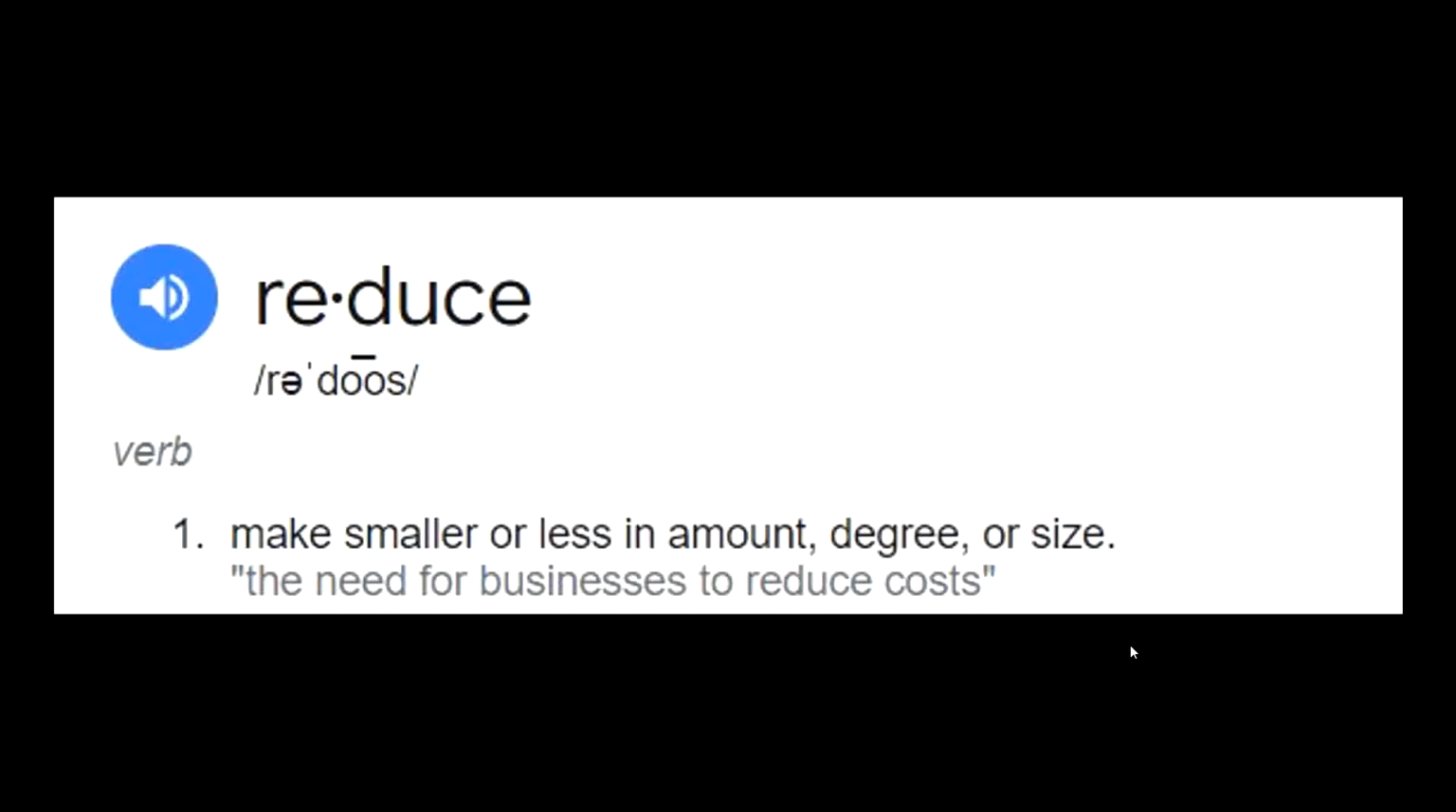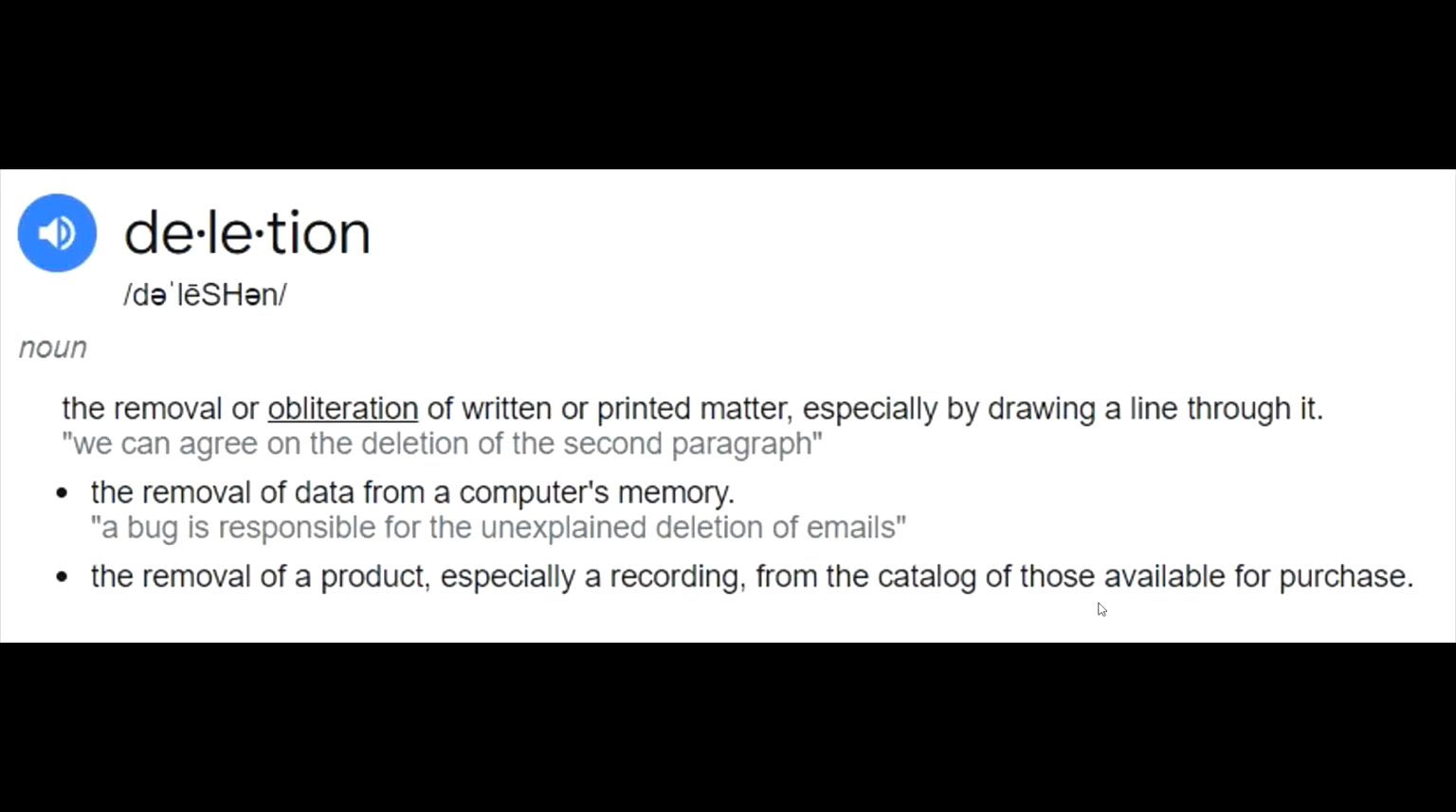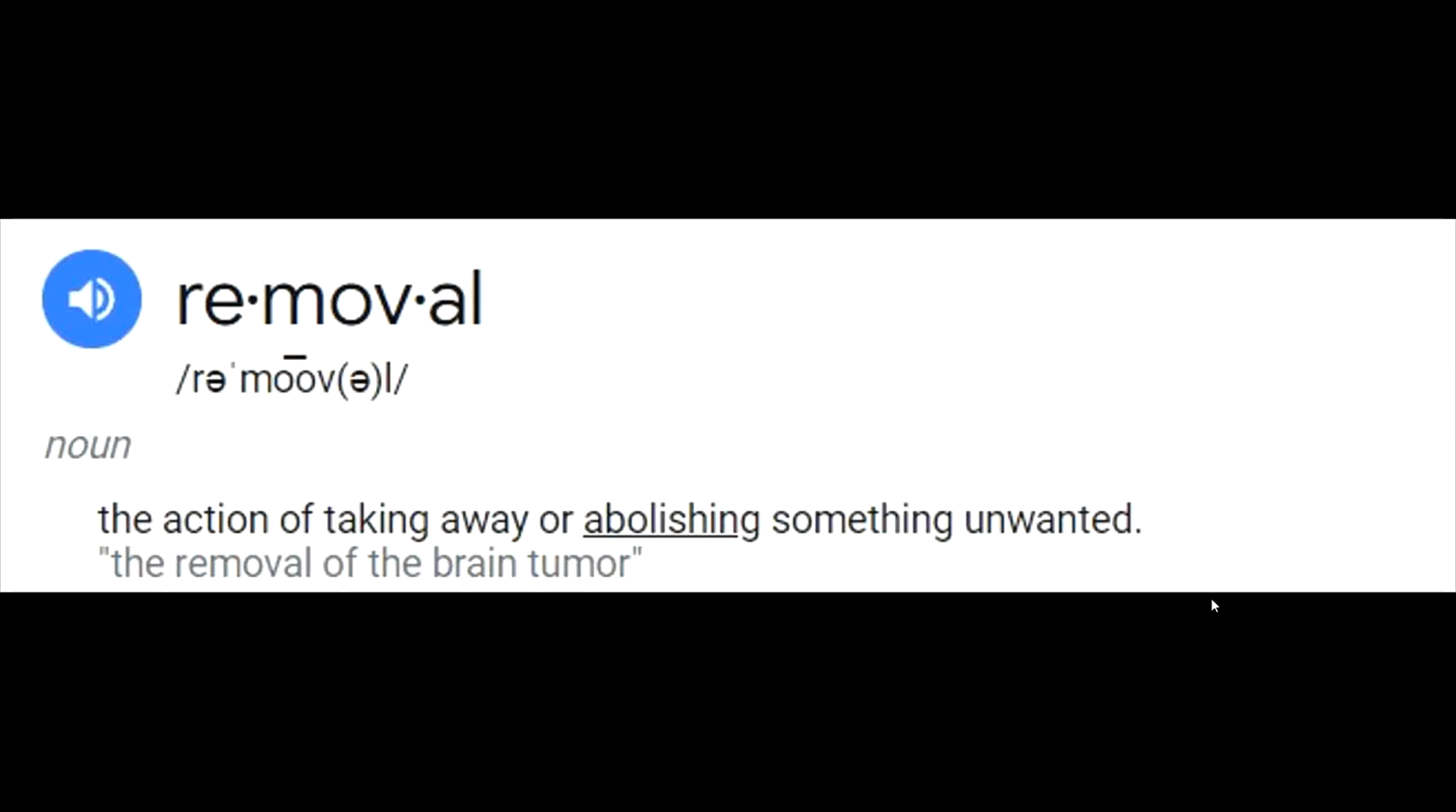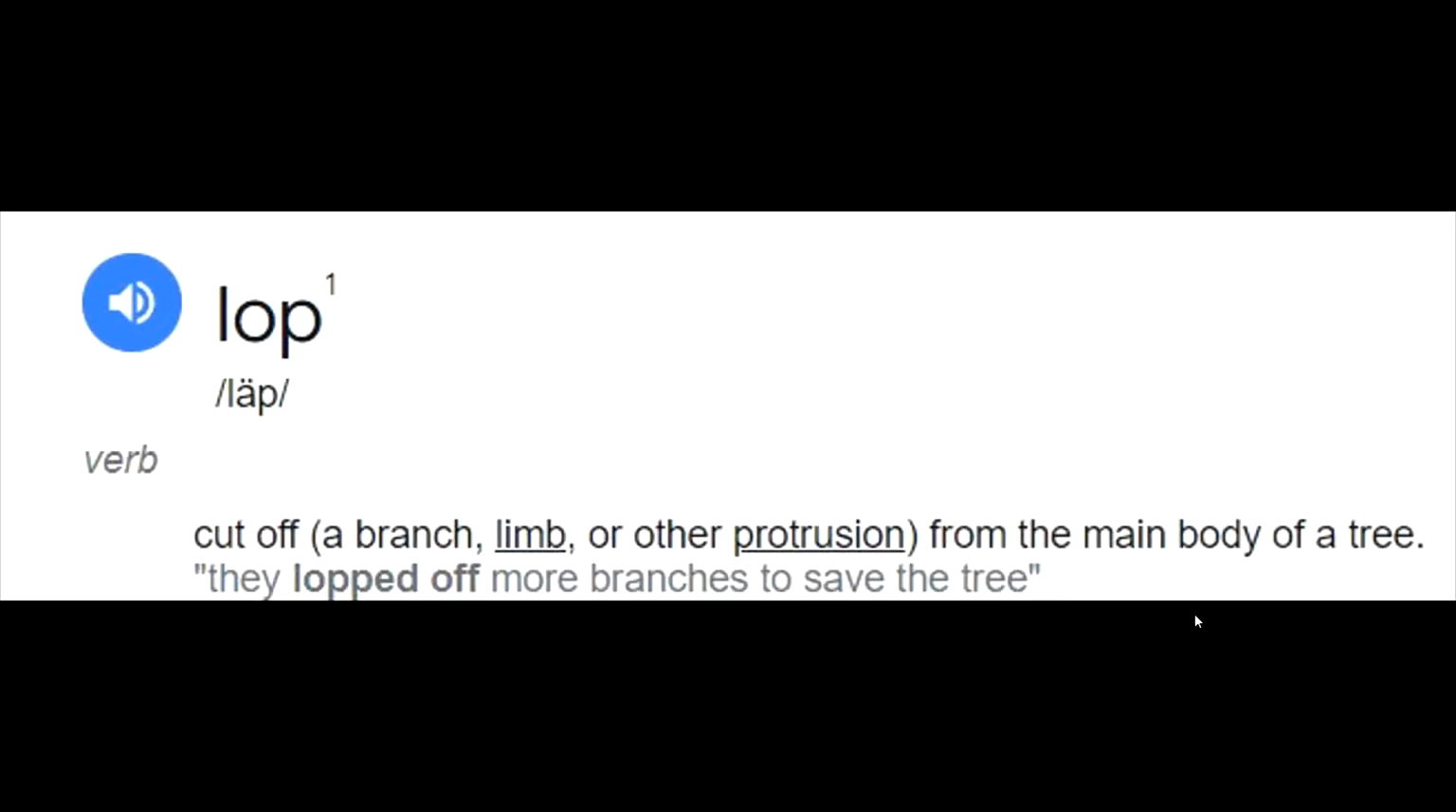Okay, before we get started with the specific wording that is being used, let's take a look at the meaning of these particular words. Reduce: make smaller or less in amount. Deletion: the removal or obliteration of written or printed matter; the removal, the action of taking away. A LOP: to cut off. It's important to know that before we get into this.